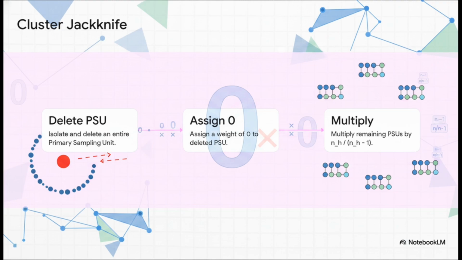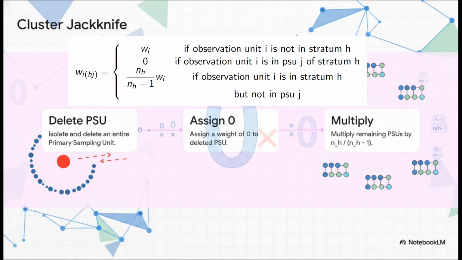The golden rule here is that you must isolate and delete an entire primary sampling unit, or PSU, at a time. And just like we saw with BRR, we use weight shifting again. The deleted PSU observations get a weight of 0. But for the remaining PSUs in that exact same stratum, you multiply their initial weights by n sub h divided by n sub h minus 1.